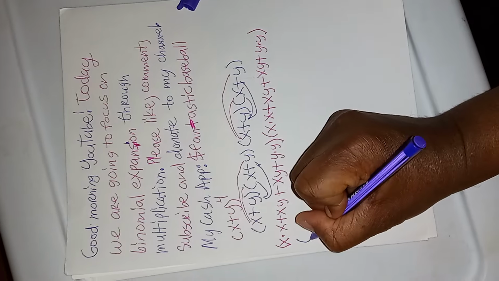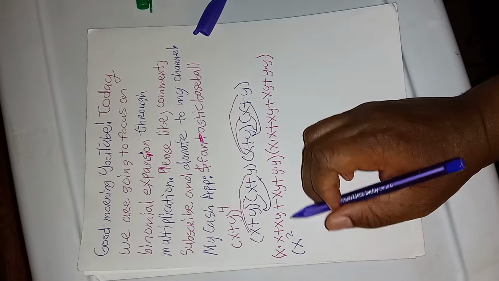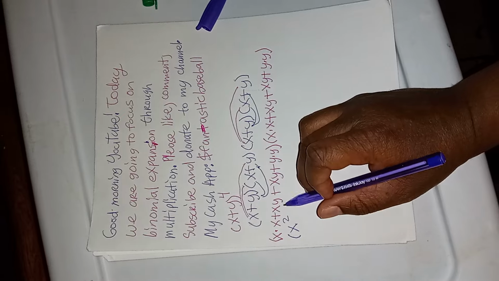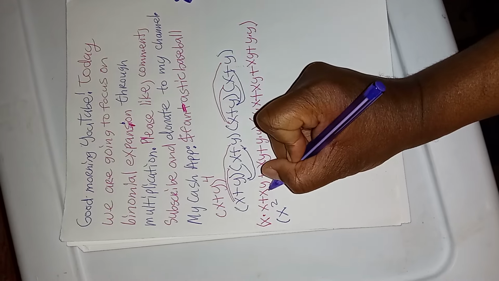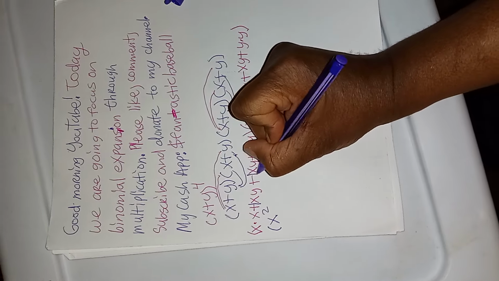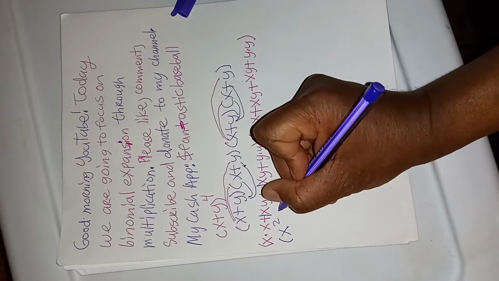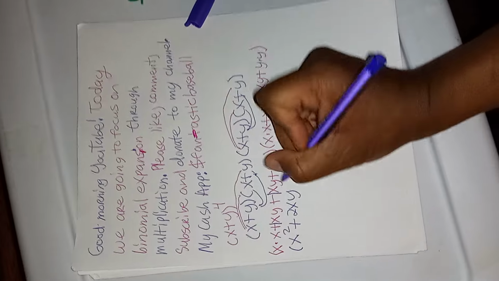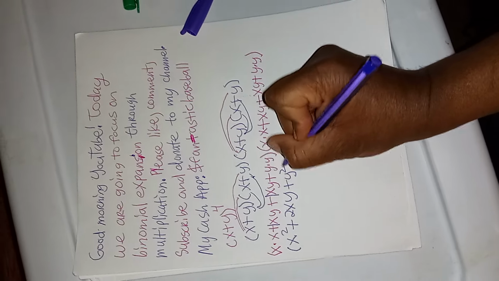So, x times x is x squared, and then x times y plus xy plus y times y. Notice that the xy and xy are like terms, so I'm going to identify that there and put a 1 in front of that to show the hidden coefficient. So plus 1xy plus 1xy will become 2xy, so it's going to be plus 2xy. And then plus y times y is y squared.